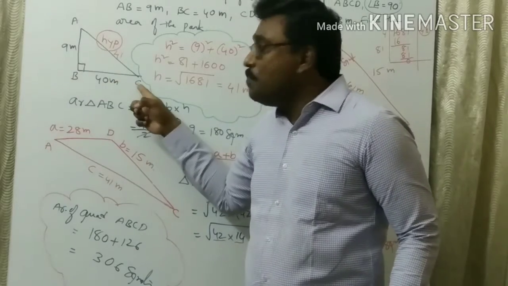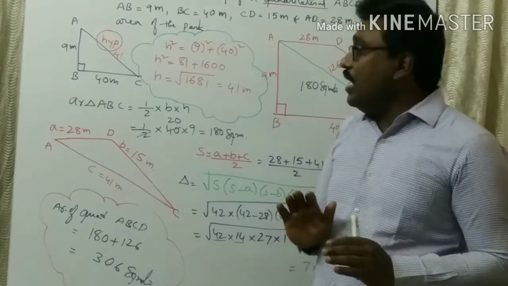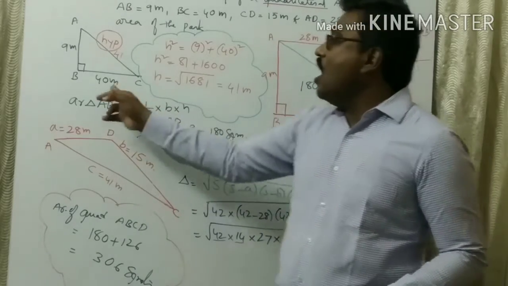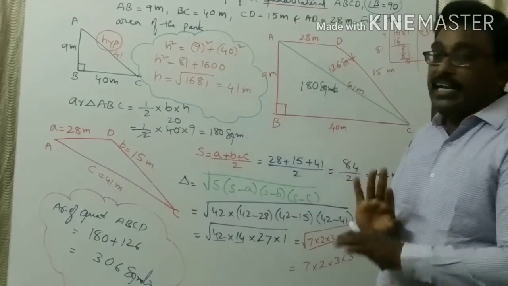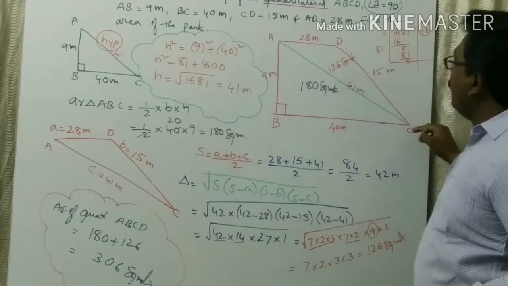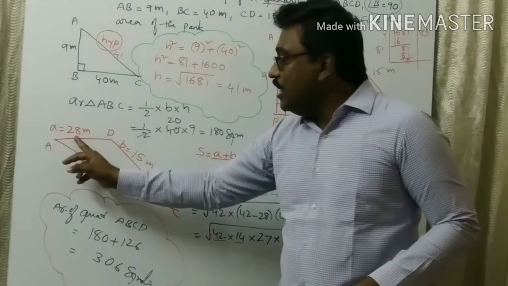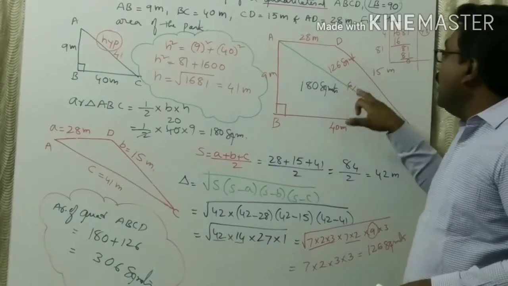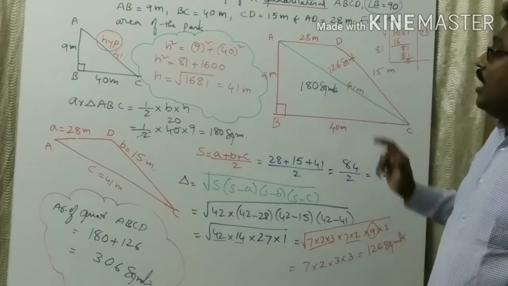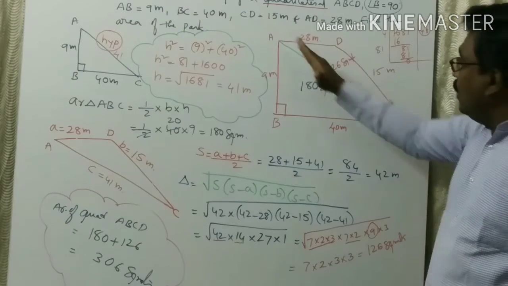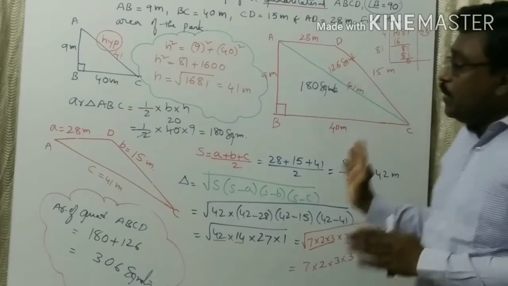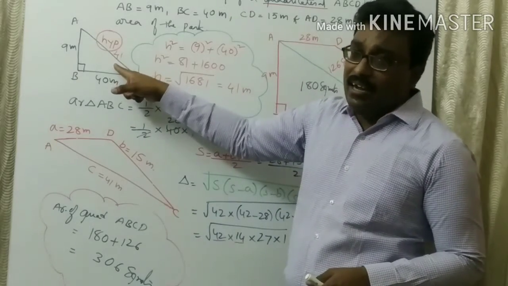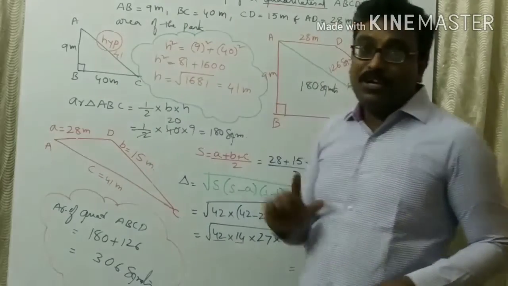This is what type of triangle? A right angle triangle. Right angle triangle area we know: half base into height, half 40 into 9. We got 180. Now the other triangle I took is ADC. A is 28, B is 15. We don't know 41, that is C. How much is it? With respect to the quadrilateral, this is the diagonal. With respect to this triangle, it is one of the sides. But with respect to the right angle triangle, it is the hypotenuse.